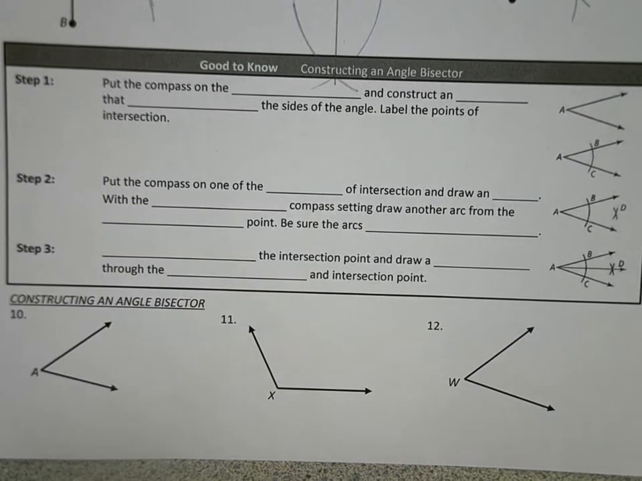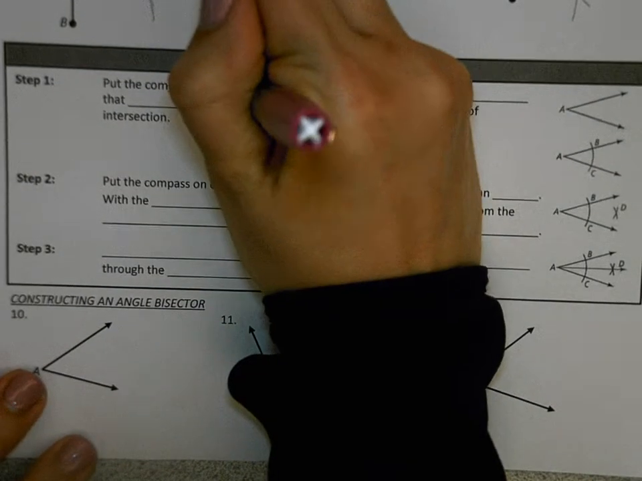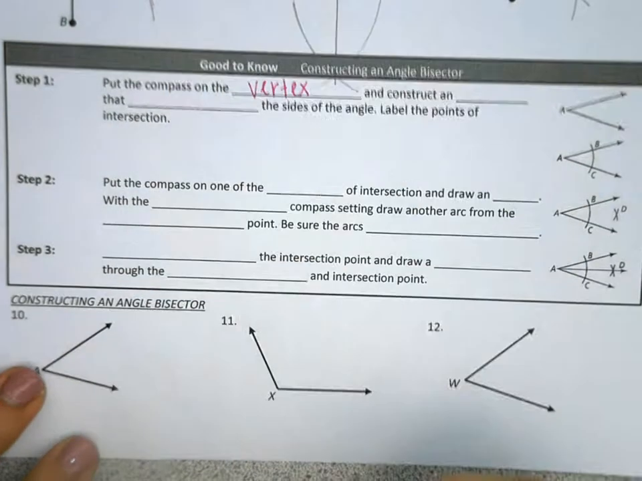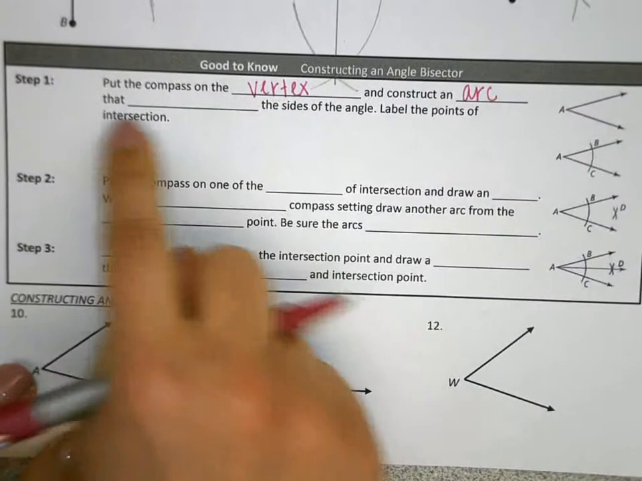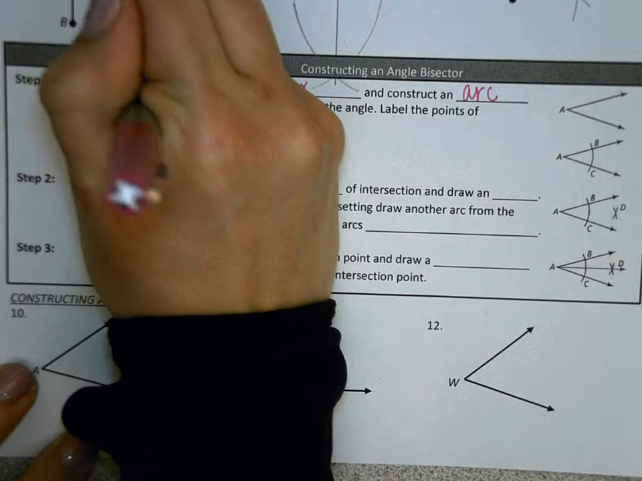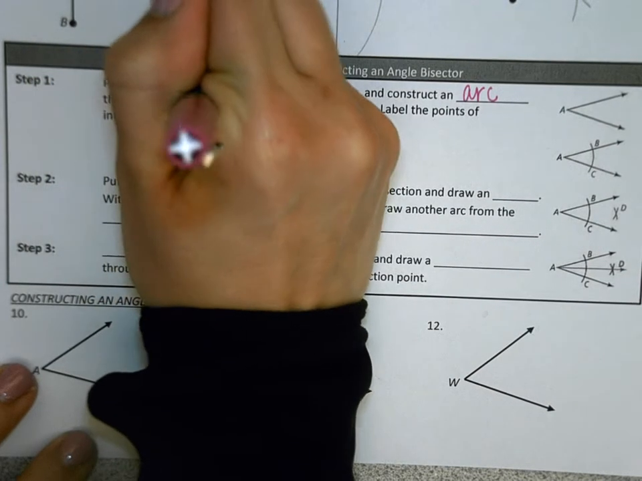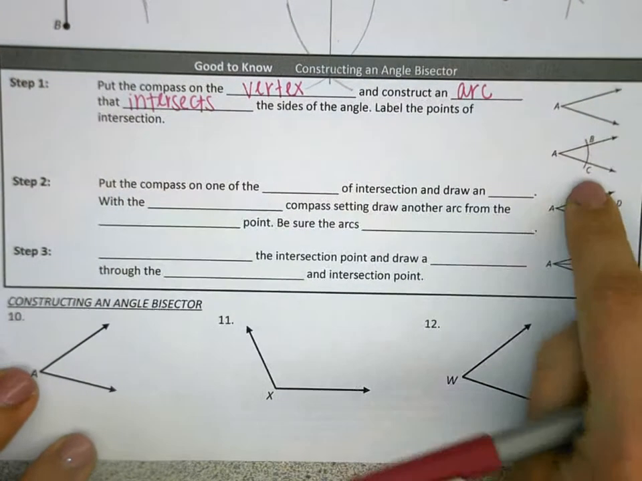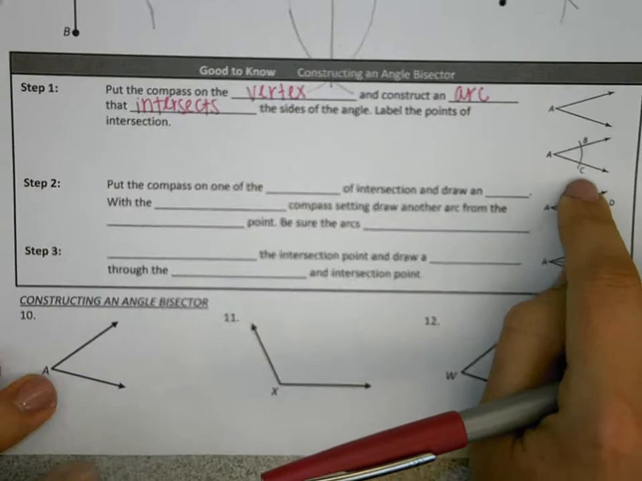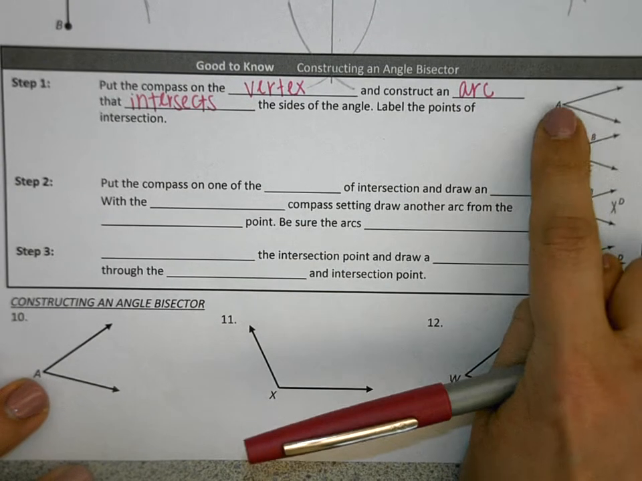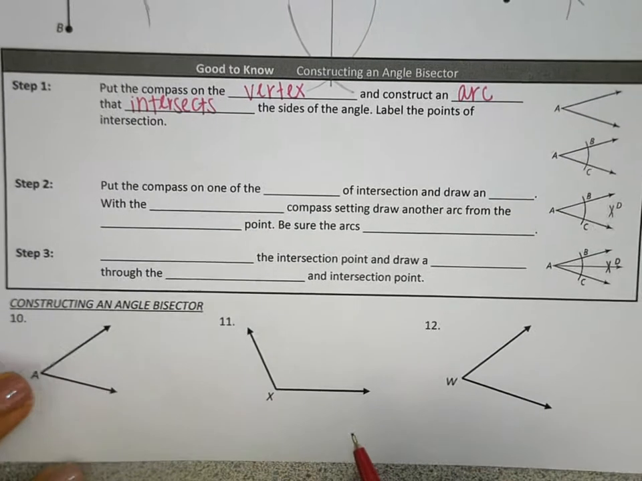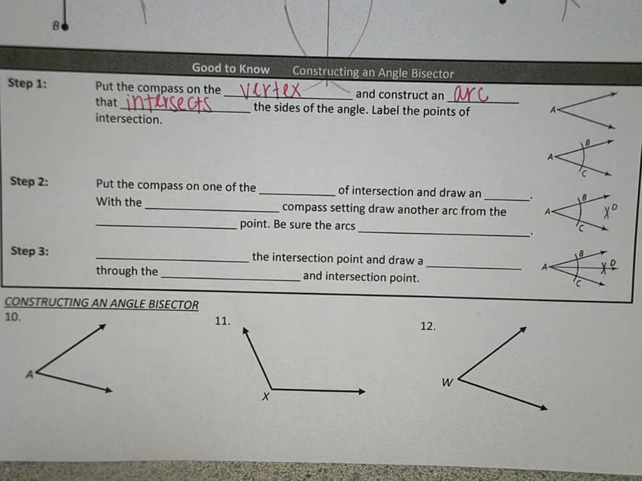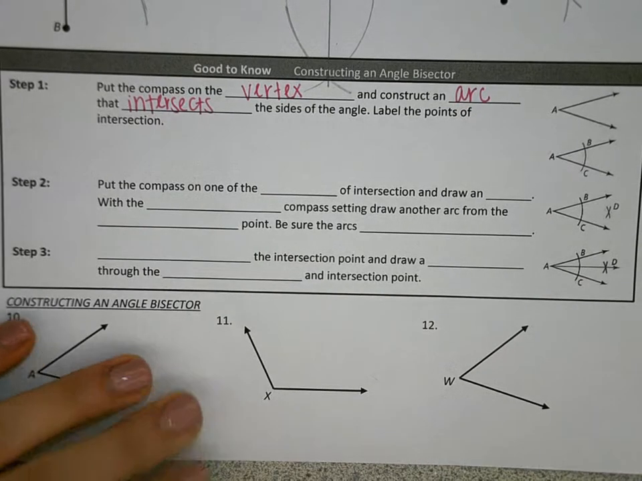So to construct an angle bisector, you're going to start by putting your compass on the vertex of the given angle, and you're going to construct an arc that intersects the sides of the angle. And there's an illustration here. You have your angle. You're going to make an arc so that it intersects the angle, similar to what we did when we were constructing congruent angles.